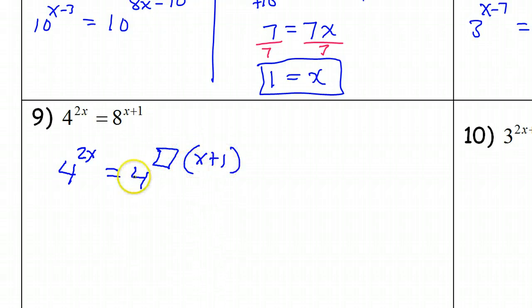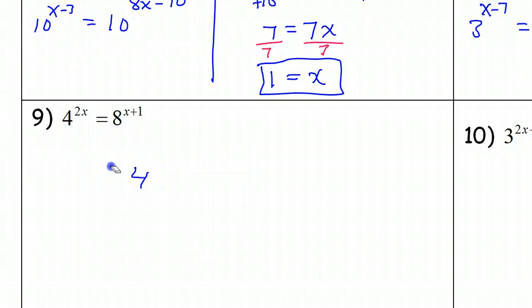But this is a fail because 4 to what power gives you 8? 4 to the second power? No, 4 to the second power is 16, not 8. Alright, so you cannot use a base of 4. So if you tried to do that, then that's what you did wrong.